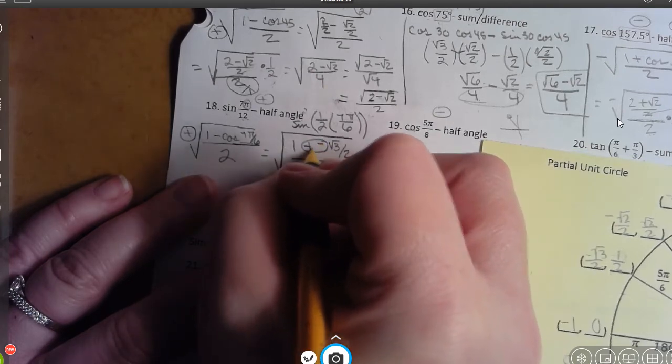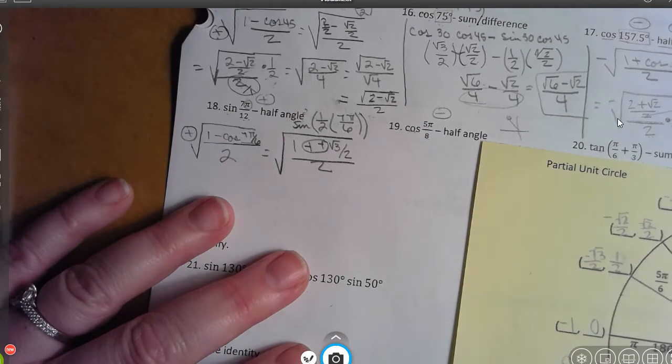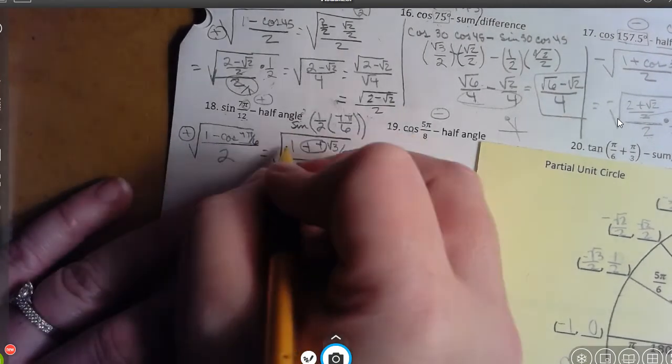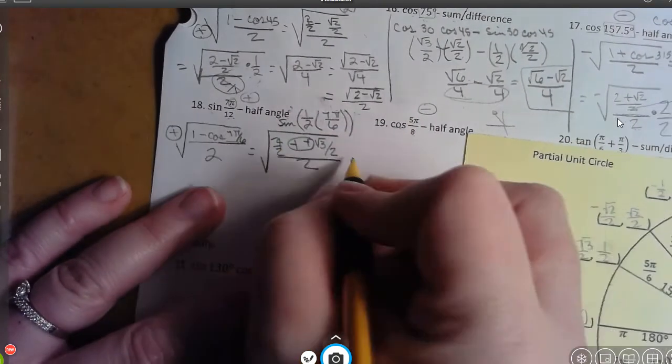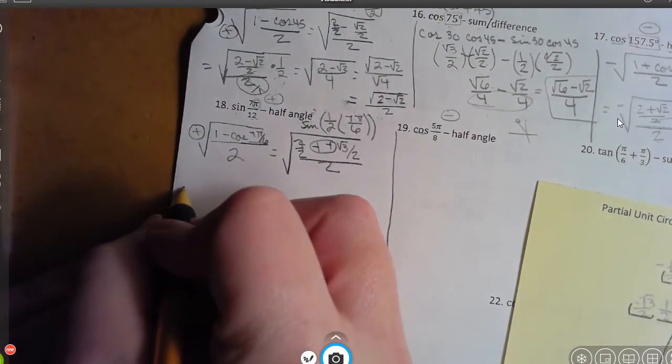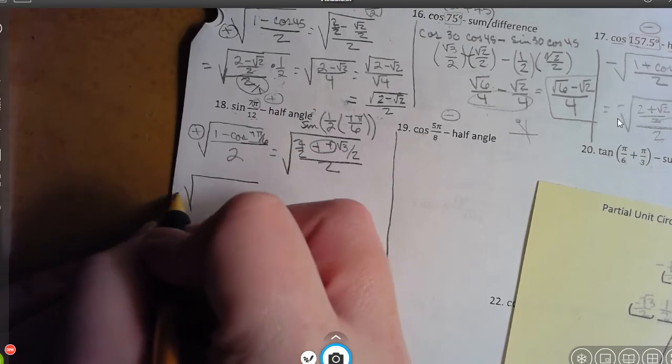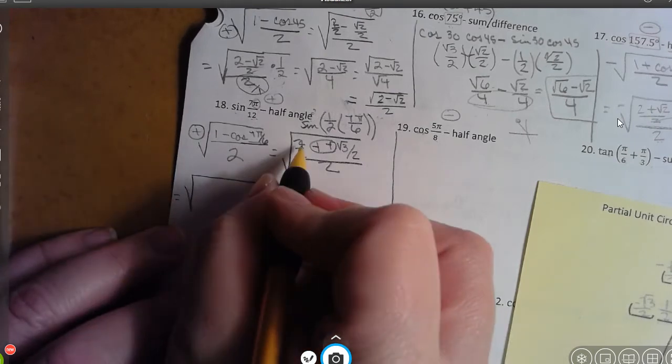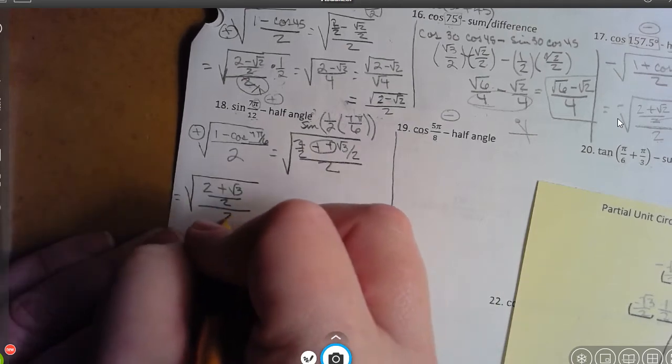Of course, this becomes a plus. Okay, we turn that into a plus. And we make this 2 over 2. I want to do this because I got to keep my limits on how much space I have. I'm going to go down here. Equals 2 plus the root of 3 all over 2 all over 2.